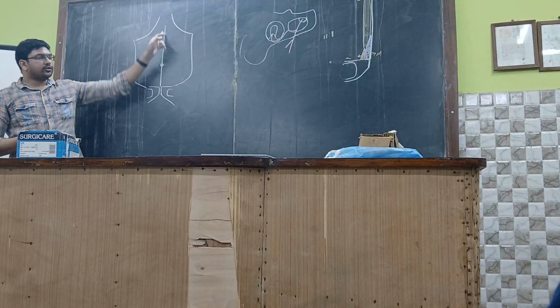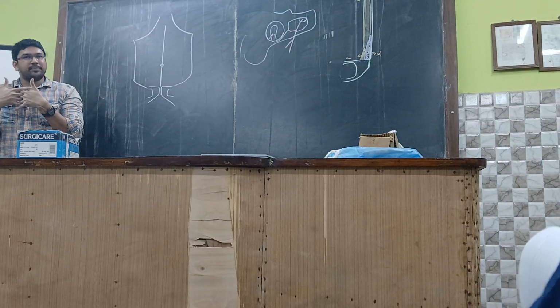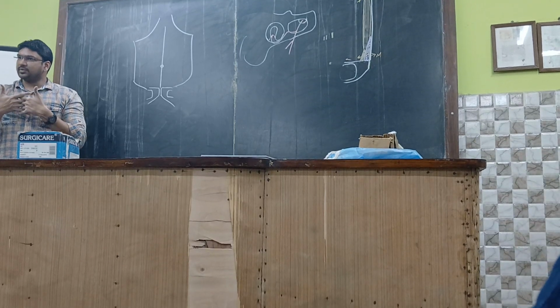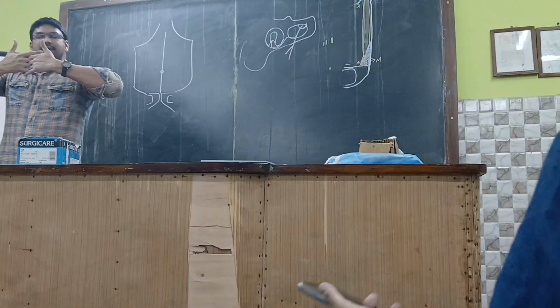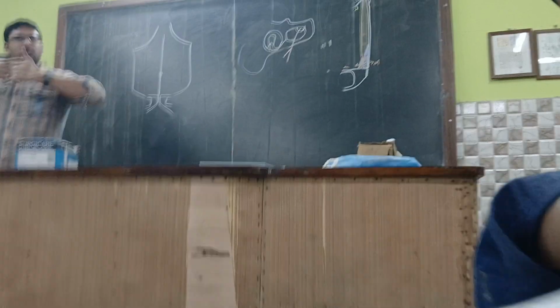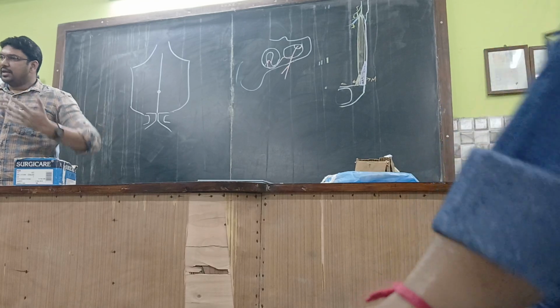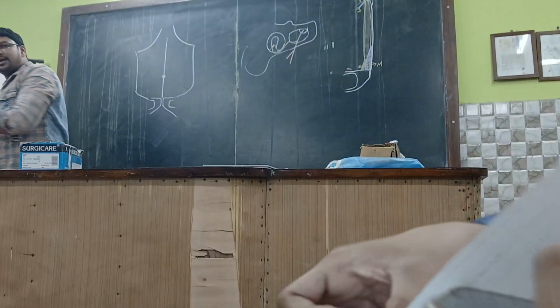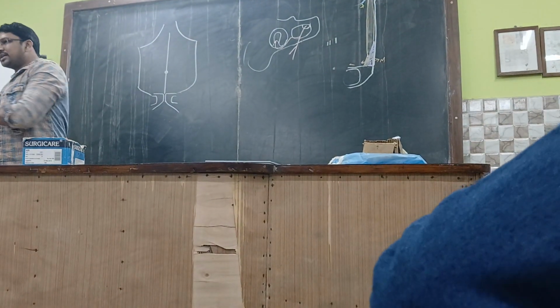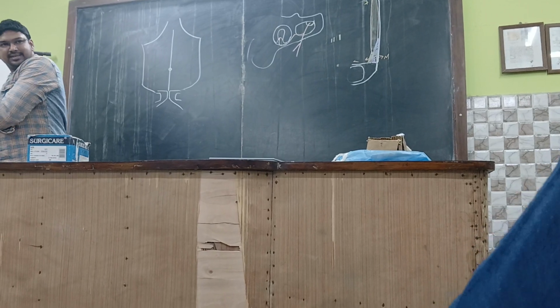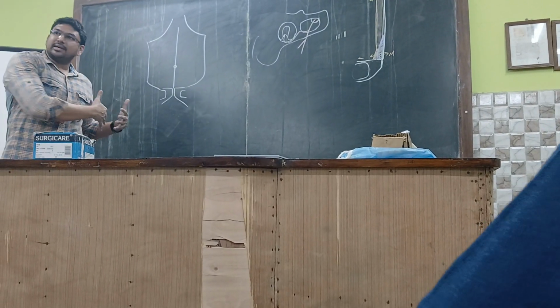What is linea alba? I have told you already. Interlacement of two aponeurotic parts, right? Could you understand now? Right? So interlacement of two aponeurotic parts is the linea alba. So how will the muscles be acting over here? One will be acting on this side, another will be acting on this side. Is it not? The external oblique will be contracting on one side, and the internal oblique on the other side. Is it not?